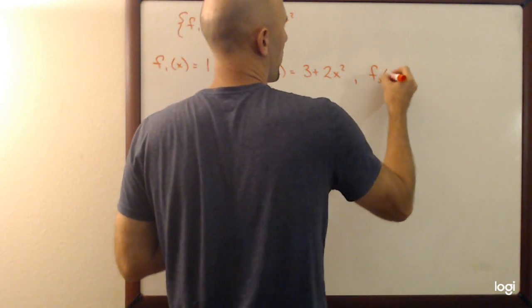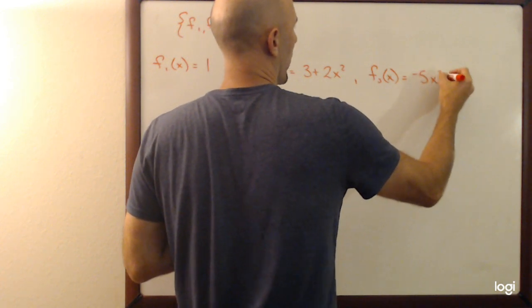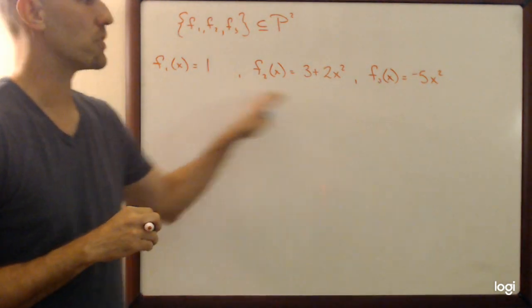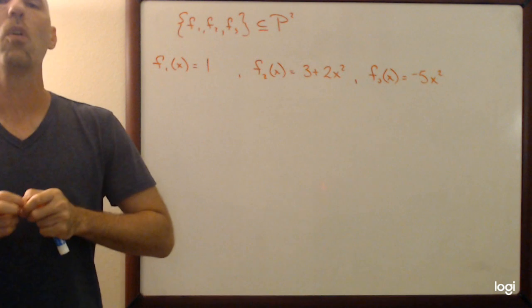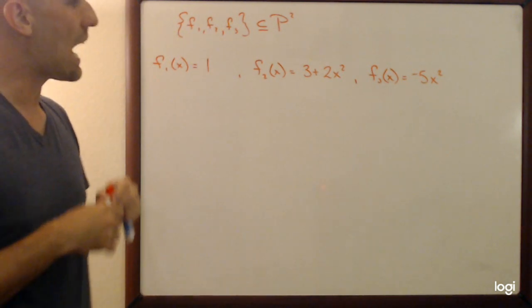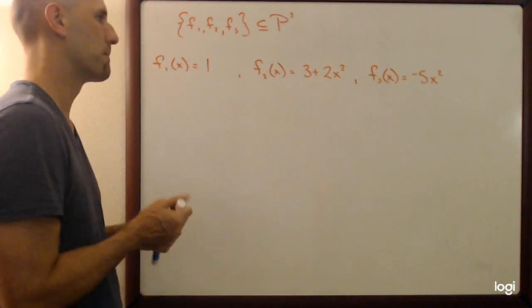And F3 is equal to negative 5x squared. Okay. So again, these are three vectors. These are all members of P2. Remember what P2 is? It's the collection of all polynomials with degree at most 2. And I claim that this collection is dependent. So again, what am I claiming?